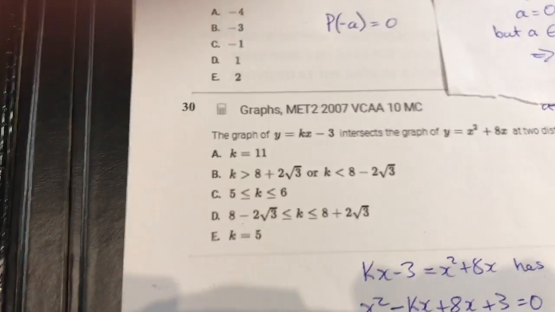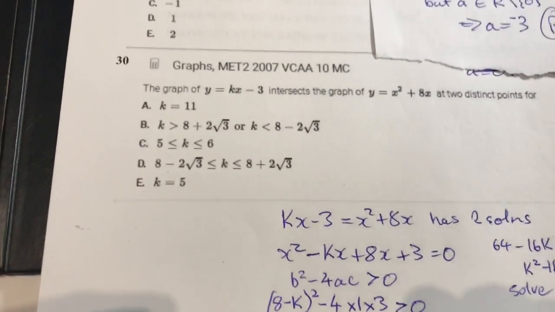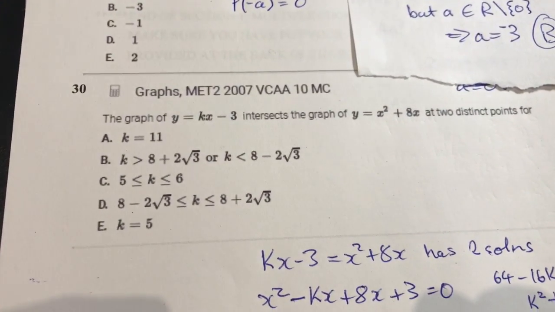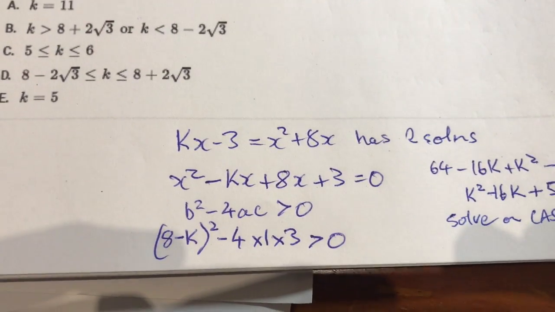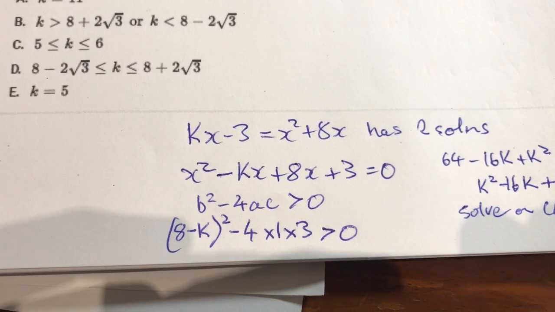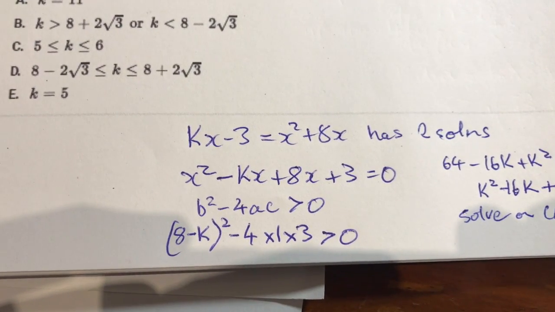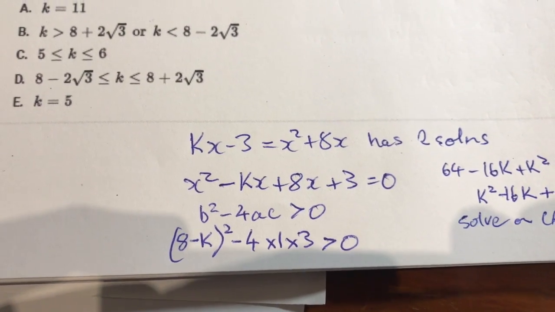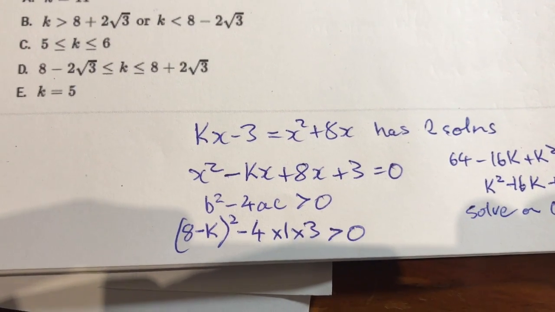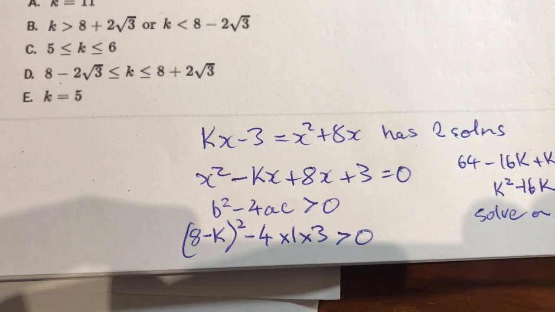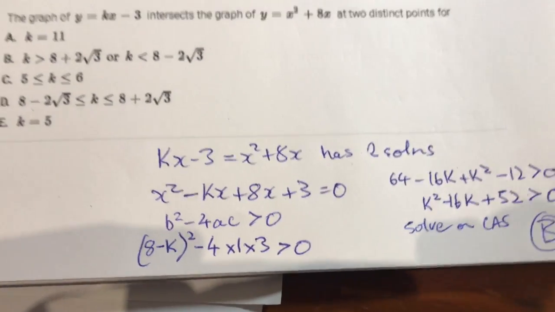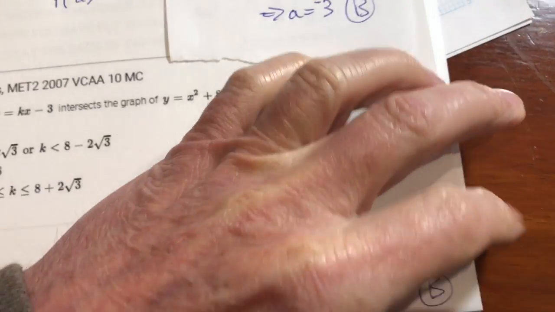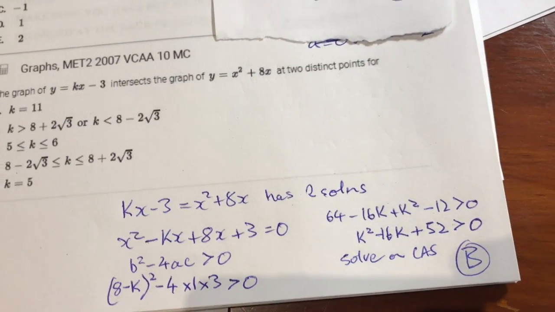Alright, question 30. We've got intersection of the graph at 2 distinct points. So that means that when we let one equation equal the other, we have to get 2 solutions. And when we're looking for numbers of solutions, again, it's b squared minus 4ac. So just do that on your CAS calculator. Solves it to get B.